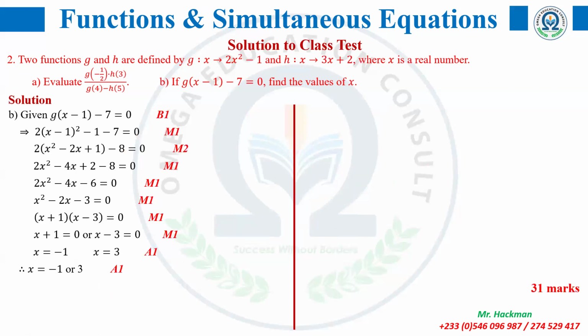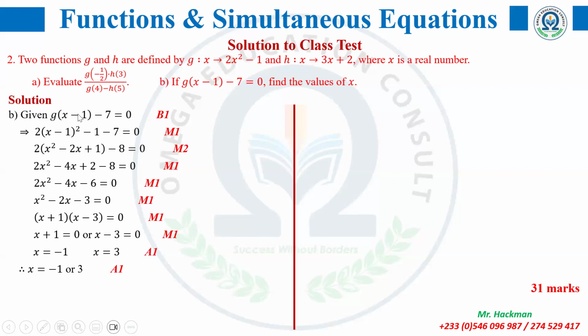So now let's continue to the B. For the B, we are asked to find the values of x that will satisfy this equation. In this case, we are given g of x minus 1 minus 7 is equal to 0. So now we need to find g of x minus 1. So this function is evaluated as an expression.